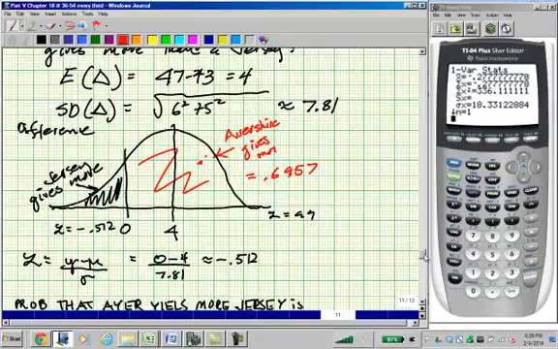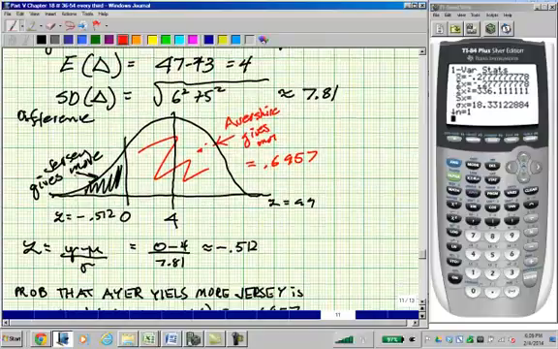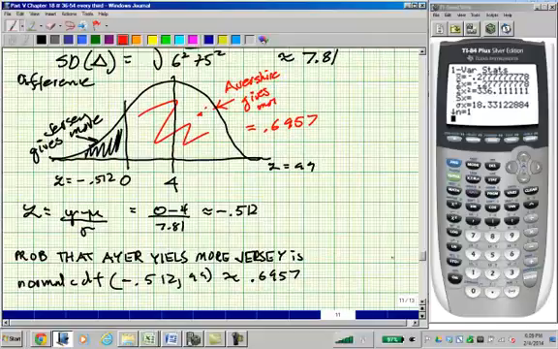The probability, so then we're going to go from negative 0.512 to 99. That is the probability that an Ayrshire gives more than a Jersey on a daily basis, averaged in terms of pounds of milk. Normal CDF, negative 0.512 comma 99, which is approximately 0.7.